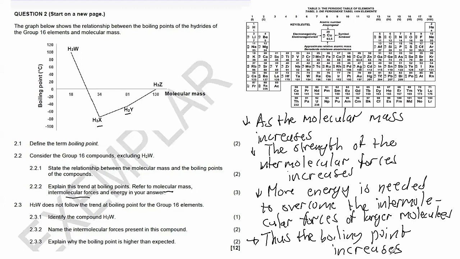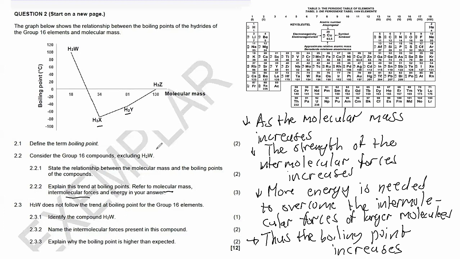Okay, so as the molecular mass increases, the strength of the intermolecular forces increases as well. More energy is needed to overcome the intermolecular forces of larger molecules. Thus, the boiling point increases as the molecular mass increases. So that's how we have explained the trend.